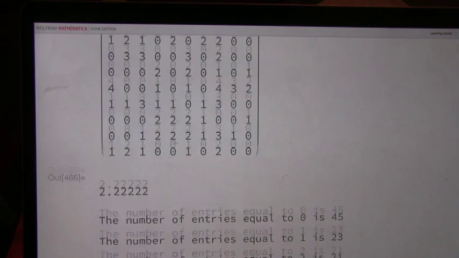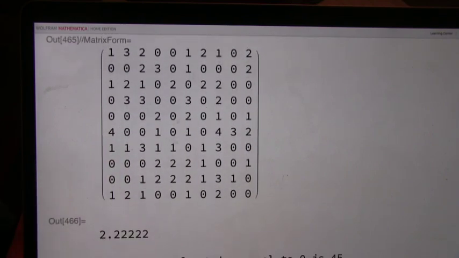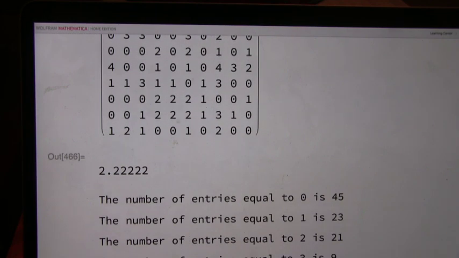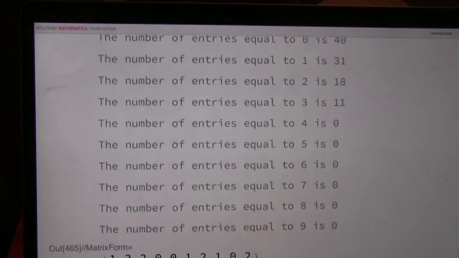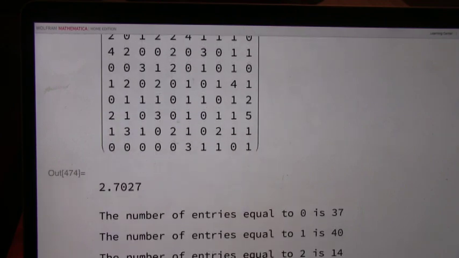Okay. All right, there we go. This time we got 45 zeros and 23 ones. Okay, and we got only 2 4s. But no 5s, which is surprising. Yeah. Oh, there we got a 5.